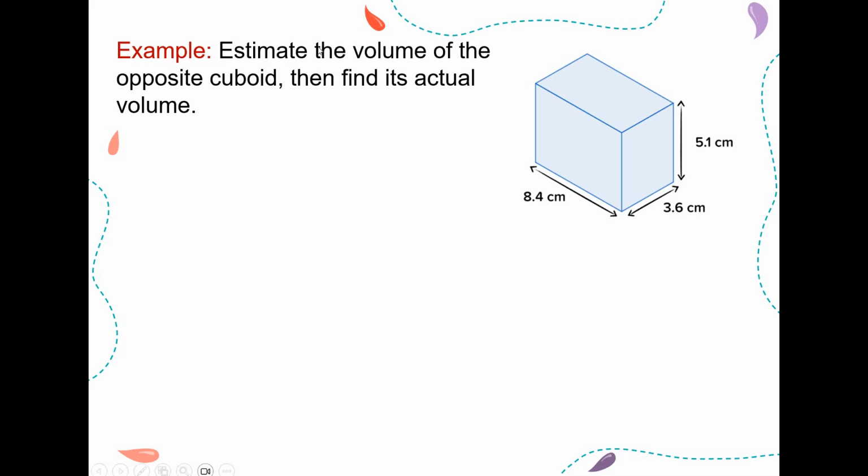Okay, the example here is to estimate the volume of the opposite cuboid, then find the actual volume. Now, our cuboid here has 3 dimensions, which are length, width, and height. How can we estimate this volume? First of all, we are going to estimate side by side, or dimension by dimension. Let's start with the length.